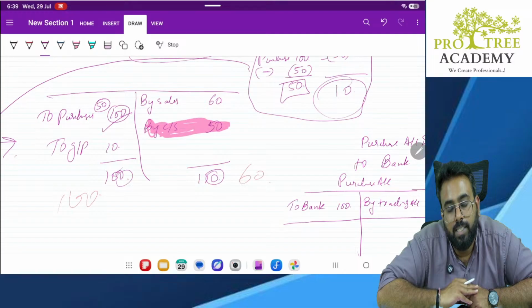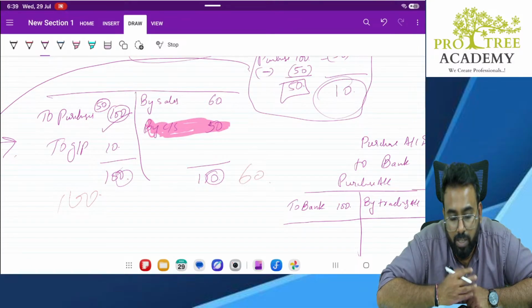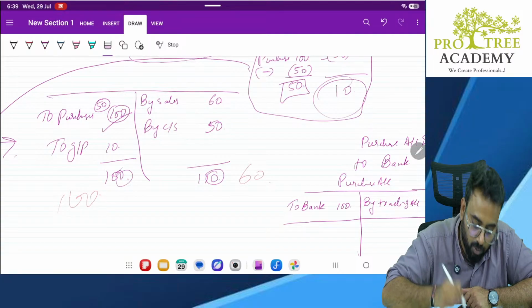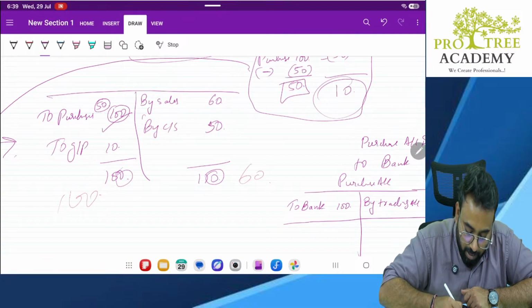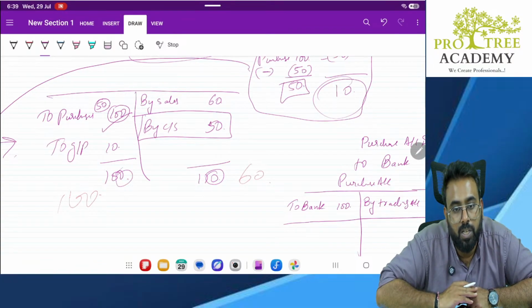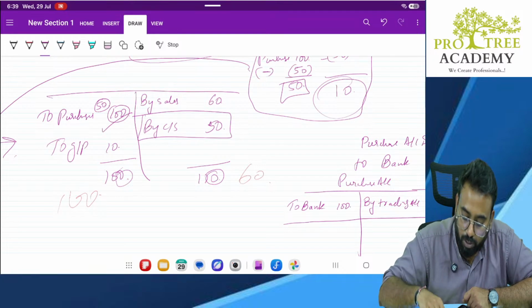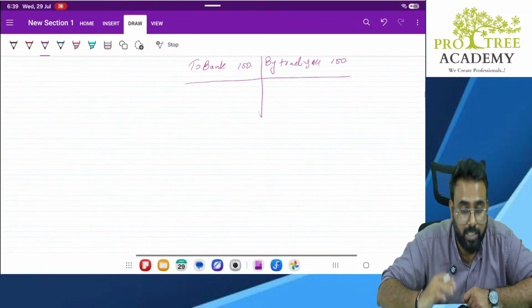Now how to adjust this then, sir? What is the way of adjusting this? The way of adjusting is nothing but by showing this closing stock. No, sir, I don't want to follow this. This is wrong, sir. Okay, what do you want to follow?